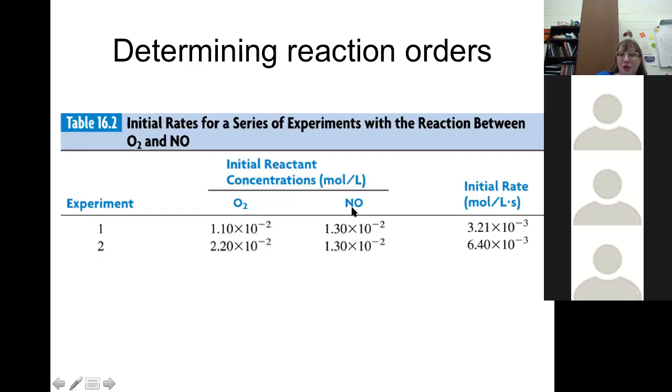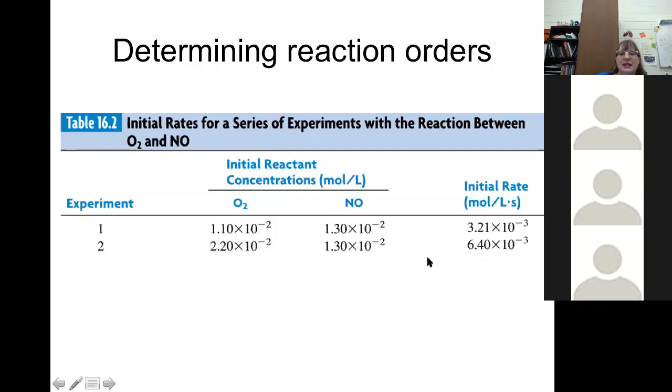In the second experiment, I keep my nitrogen monoxide the same because I'm only allowed one independent variable, and I double my oxygen. So this is doubling, this is staying the same. And we know that when we increase the concentration, then we should increase the rate, and that's what we see. And if we divide these two, what we're going to see is that this also doubles. So 3.2 times 2 is going to be 6.4.